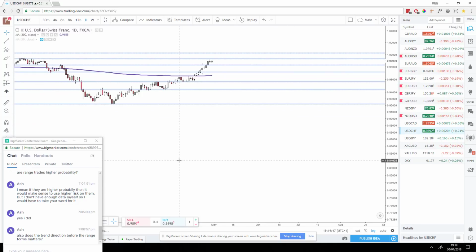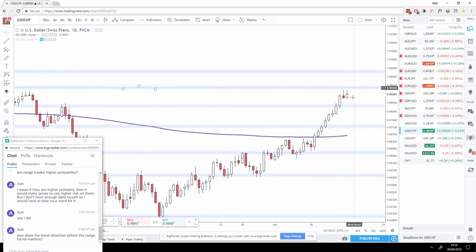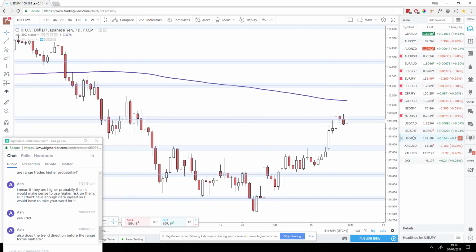Yeah, I would say these are pretty solid areas of support resistance. Prices are bouncing up against this one right now. Let's just see what happens here, but there's no imminent trade. So USDJPY, that's kind of interesting, sort of.